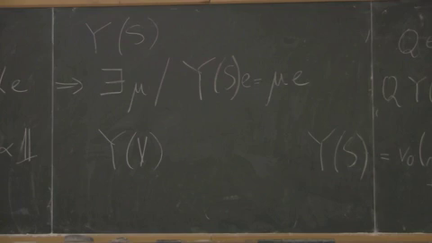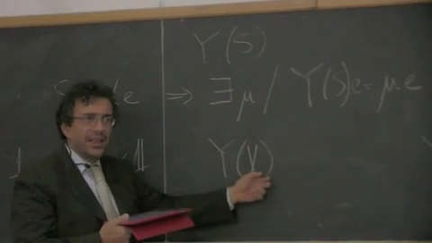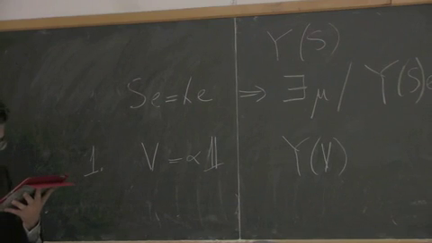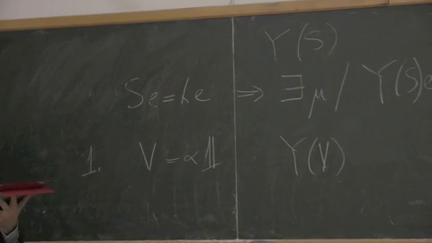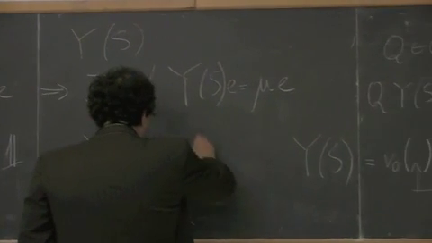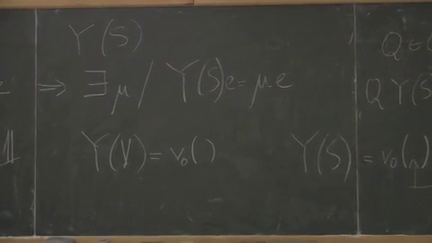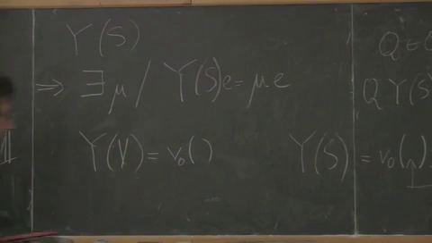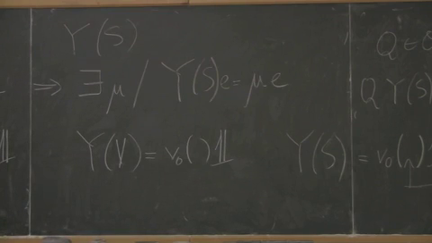So the eigenspace of Y of V is the same as V. So because of the previous theorem, we can say that you have a V0, which itself can be a function of the invariants of V, times the identity. Okay?